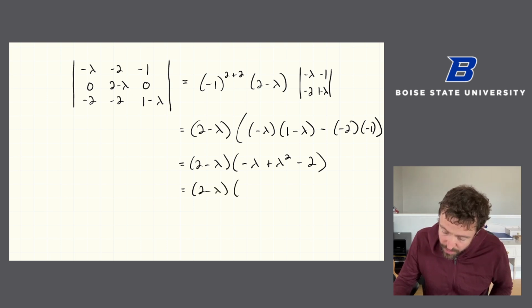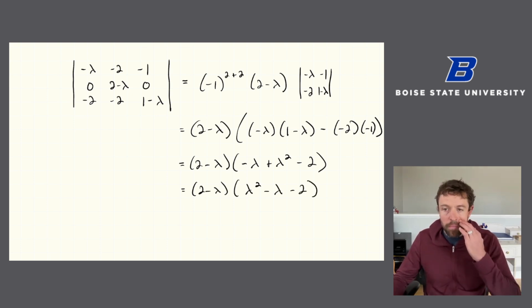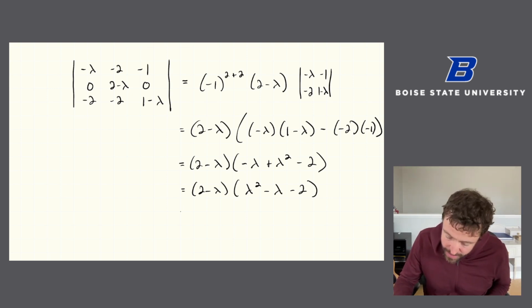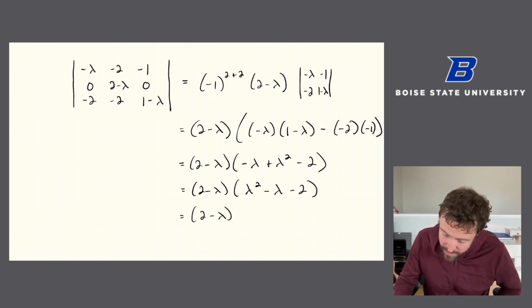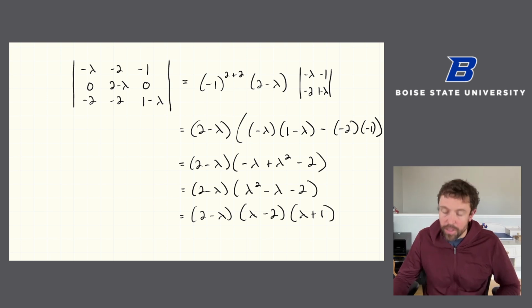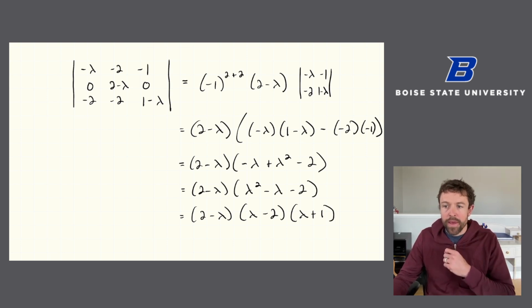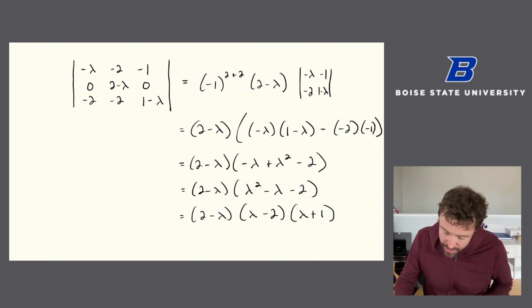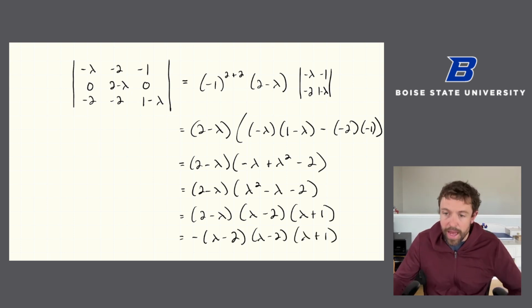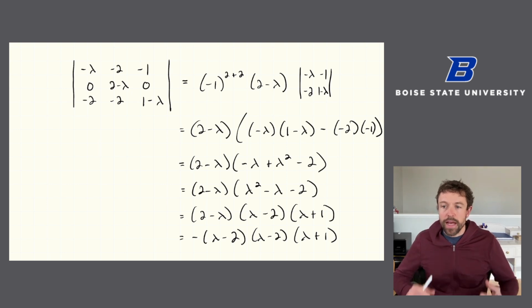And I'm going to rearrange this because I struggle to factor things if they're not in the right order. And I see that I can factor this as lambda minus 2 times lambda plus 1. Now, I'm going to write this in a slightly different way. I'm going to take a -1 out of the first term and make it a lambda minus 2 because I'm more comfortable with that. And so I'll write it like this. All right, so I've calculated the characteristic polynomial and I've factored it out.